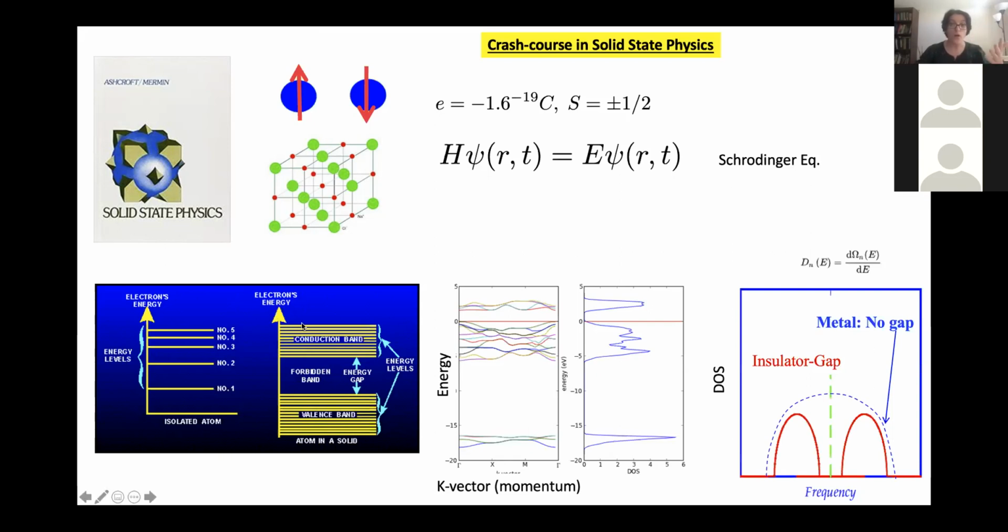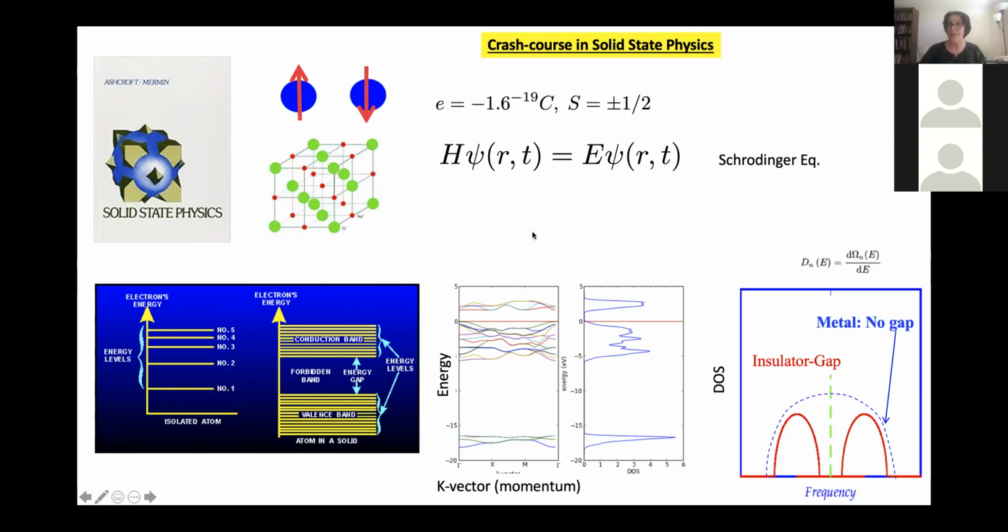Okay, for insulators, there is a large gap between the valence band and the conduction band. For semiconductors, the gap is smaller, so electrons can be thermally excited and go to the conduction band and carry electricity. And for metals, there is no gap in the energy spectrum.